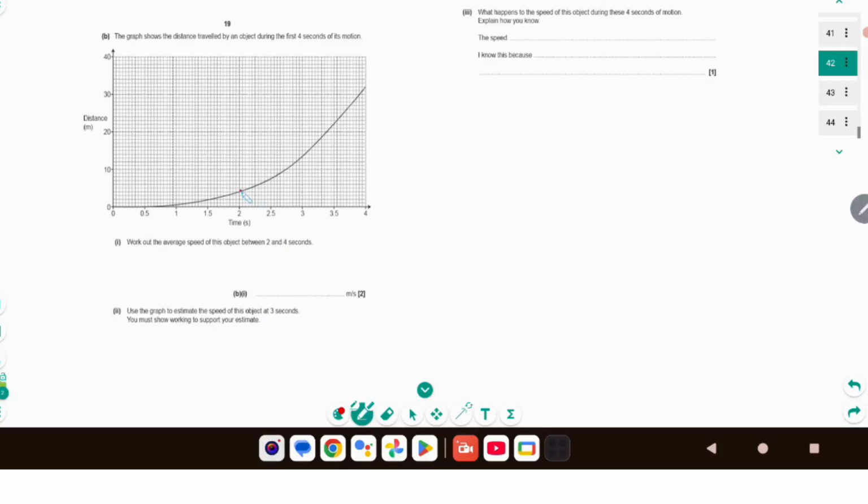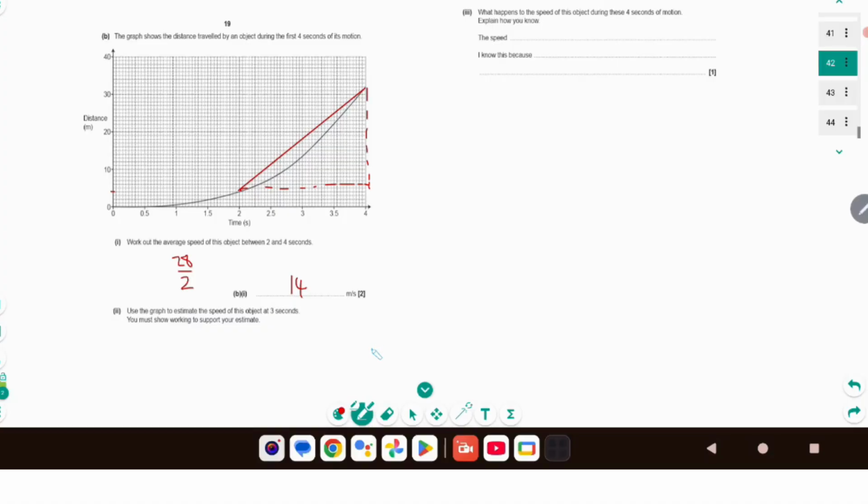Right, so between here and here, we need the gradient of that line in effect. So it's over 2. Rise over run. Height over base. And 32. Let's get an exact value here. 32 minus 4 is 28. 28 divided by 2 is 14 metres per second.